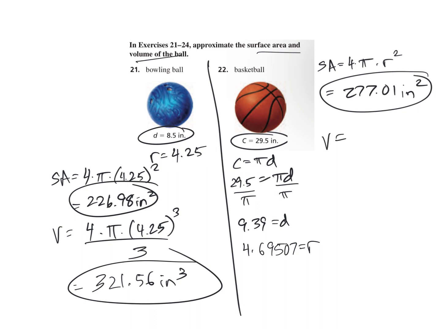All right, so we don't need to find that radius again, we just use that long number for the volume. So we get 4 times pi times that radius cubed divided by 3. So take that number, 4.69507. We're going to cube it, times pi times 4. And then we divide by 3. And you get 433.53 cubic inches.